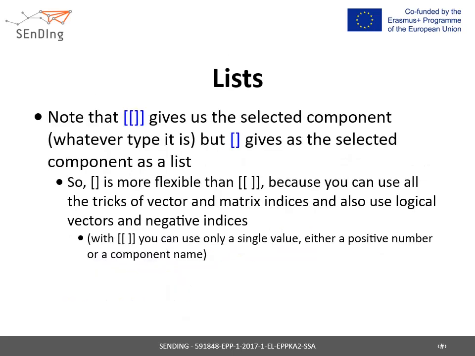In the previous example, you probably noticed that for accessing a list component by its position we used single square brackets and not double square brackets. Both ways work, but there is a slight difference. Double square brackets give us the selected component whatever type it is, but single square brackets give us the selected component as a list. So, single square brackets is more flexible than double, because you can use all the tricks of vector and matrix indices and also use logical vectors and negative indices. With double square brackets you can use only a single value, either a positive number or a component name.